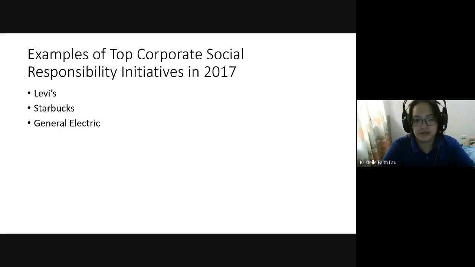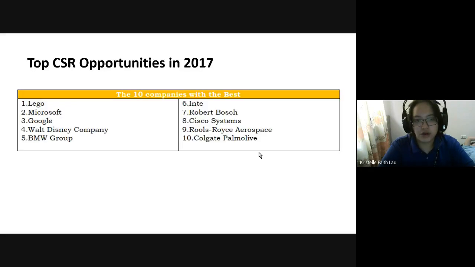Then we also have the top CSR opportunities in 2017. So, kinsa-kinsa din sila ng mga companies, mga best companies. So, naa diri ang Lego, Microsoft, Google, Walt Disney Company, BMW Group, Intel niya, number 6, Intel, Robert Bosch, Cisco System, Rolls-Royce nga aerospace, and even the Colgate Palmolive. So, mao na siya ang mga different companies.